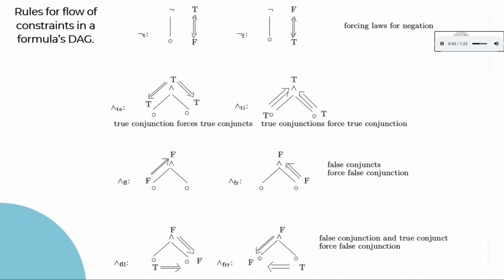In case of a conjunction node, if the top node is true, both the daughter nodes will be true. Similarly, if both the daughter nodes are true, the parent conjunction node will be true. In case the conjunction node is false and one of the daughter nodes is true, the other daughter node has to be false and vice versa. In case one of the daughter nodes of a conjunction node is false, then this implies that the parent node, which is a conjunction, is marked as false.